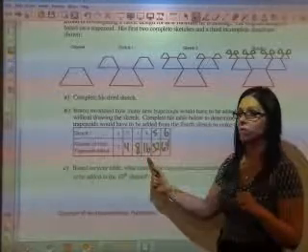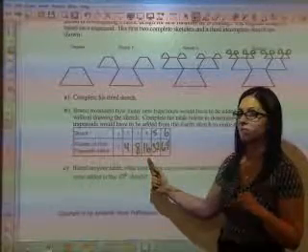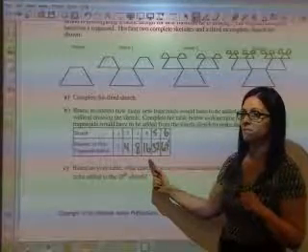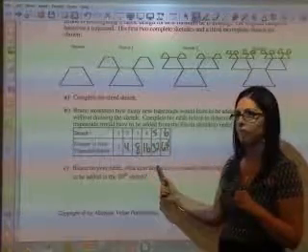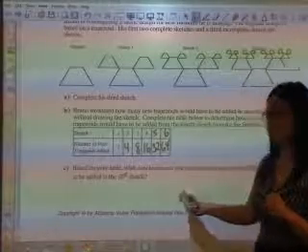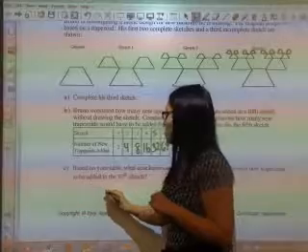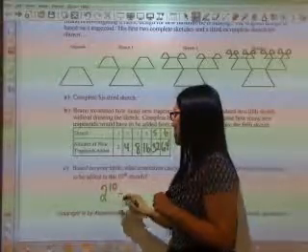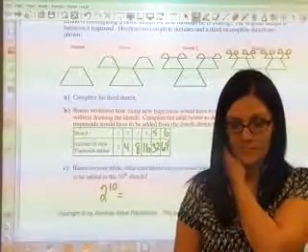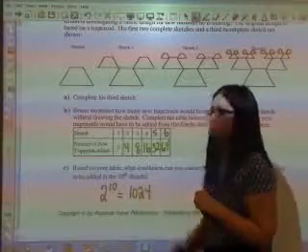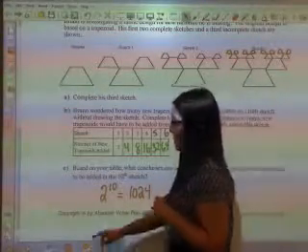What's 2 to the power of 4? 8. Yeah. And then 2 to the power of 4? And 2 to the power of 5? So in the 10th sketch, what would I calculate? 2 to the power of 10. And what would 2 to the power of 10 equal? Okay.